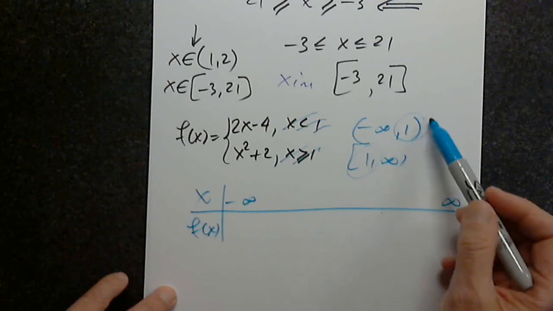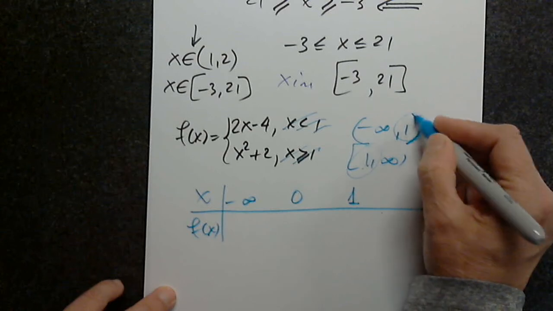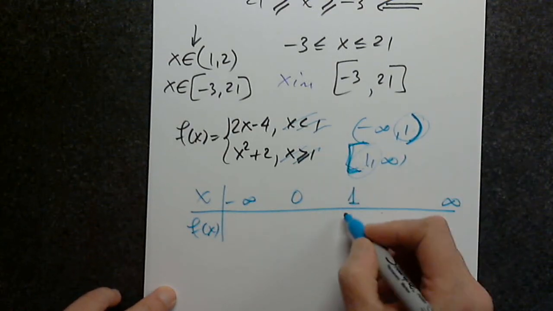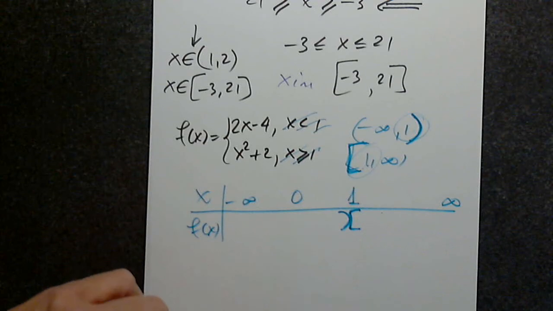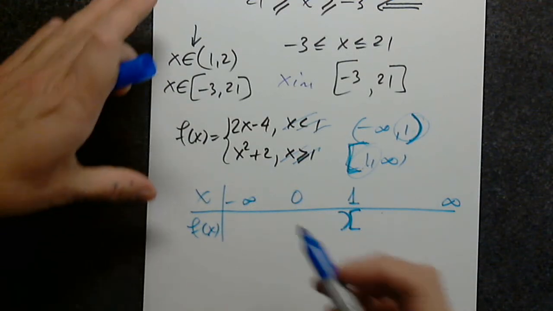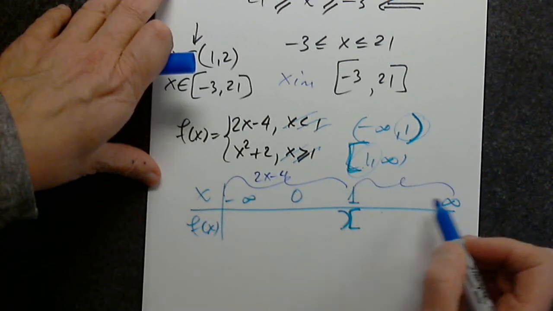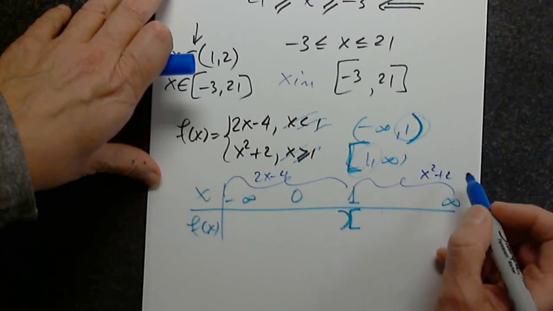But the key x value is 1. 0 first and 1 to the left, a parenthesis, to the right, a bracket. This is extremely important because it will tell me which one is an open point and which one is a full point. So 1 comma whatever will be an open point here, and 1 comma whatever here will be a full point. I even take notes: to the left of 1, it's 2x minus 4, and to the right of 1, it's x squared plus 2.